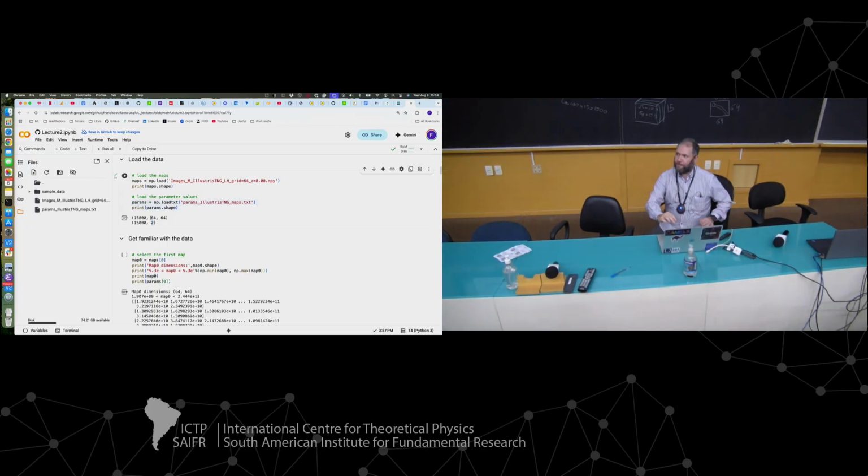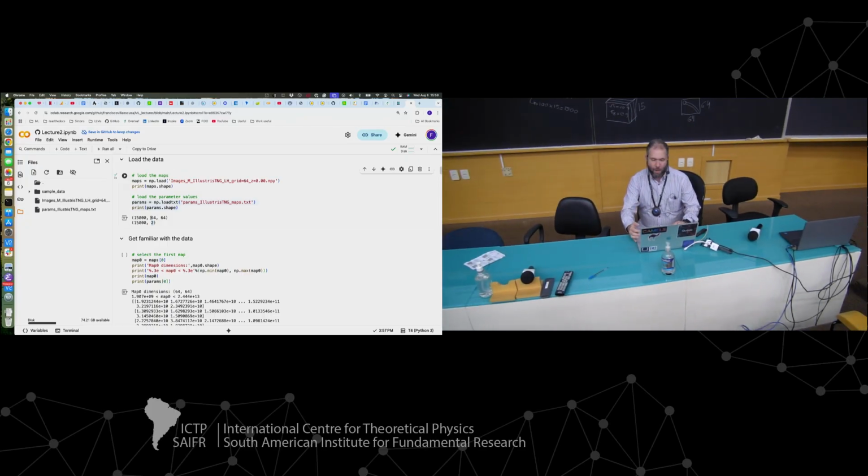How were all the images compressed into a single file? I just put all of them together. You can see in this file there is a matrix with 15,000 times 64 times 64. So it's really that, a matrix with the data.